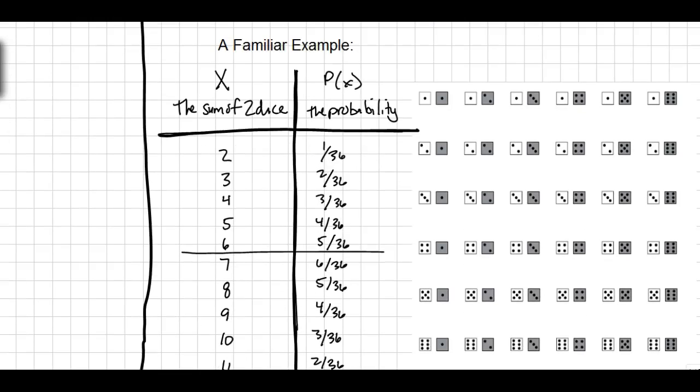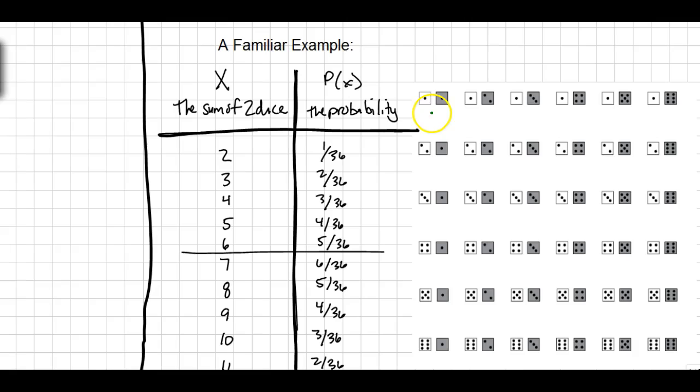So let's see a familiar example. This is given to you in your textbook. The problem would have started out by identifying x as your random variable, and the variable is finding the sum of two dice. So I indicated the outcomes here with a picture. And so let's go through now and find out those sums.